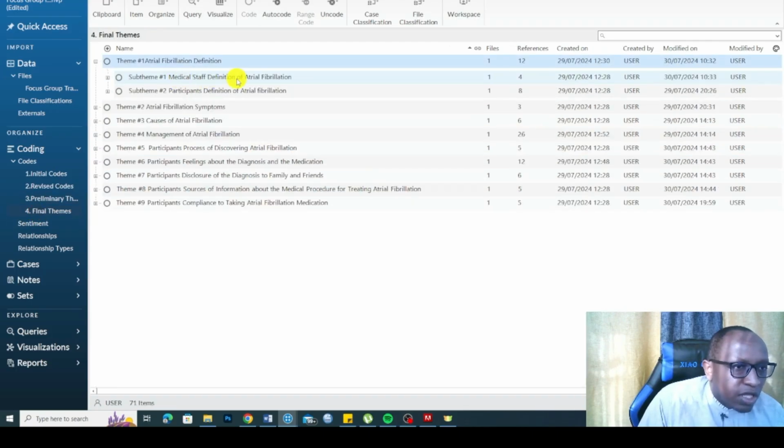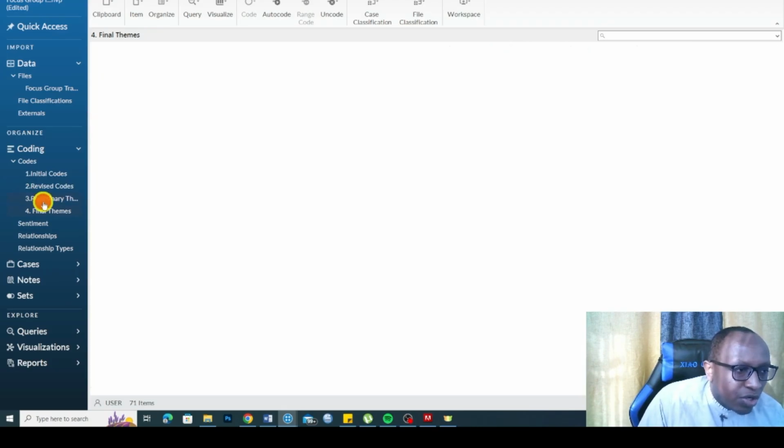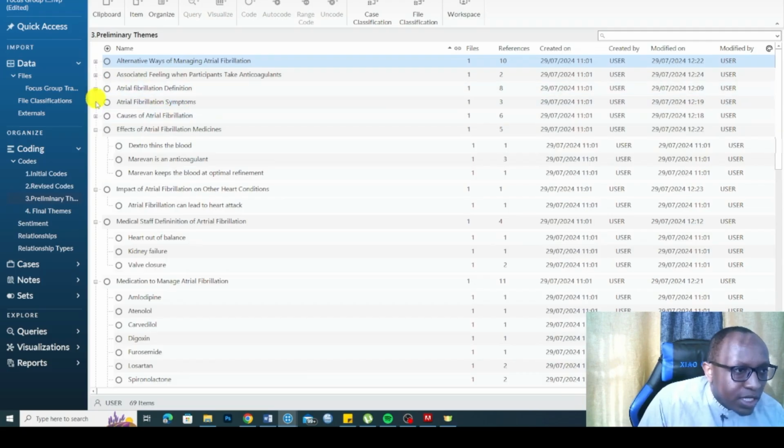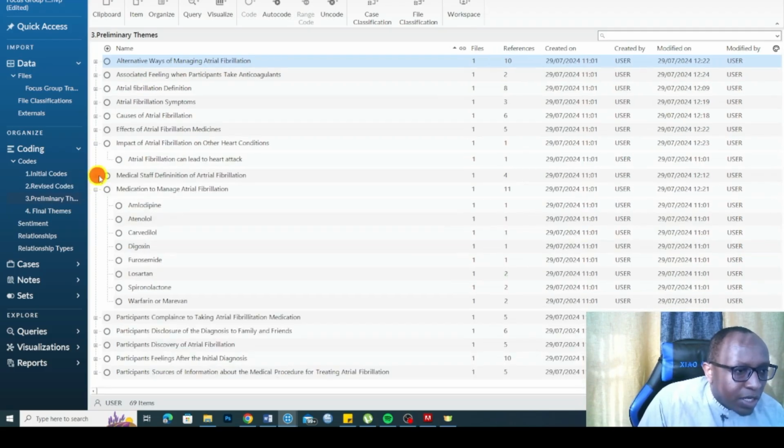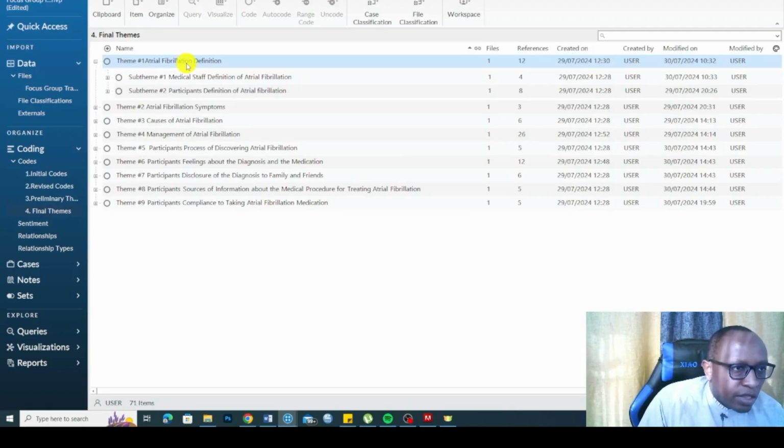For example, medical staff definition of atrial fibrillation and participants' definition of atrial fibrillation. If you look at that, you can see this preliminary theme, atrial fibrillation definition, and another preliminary theme, medical staff definition of atrial fibrillation. So I combined these two together to form one major theme called atrial fibrillation definition. Under that, we have sub-themes: medical staff definition of atrial fibrillation and participants' definition of atrial fibrillation. Those are two sub-themes now under the main theme.